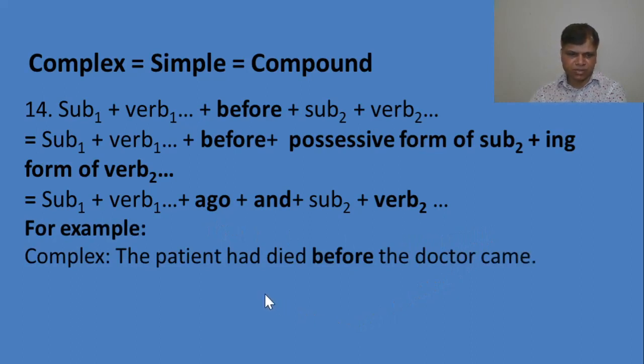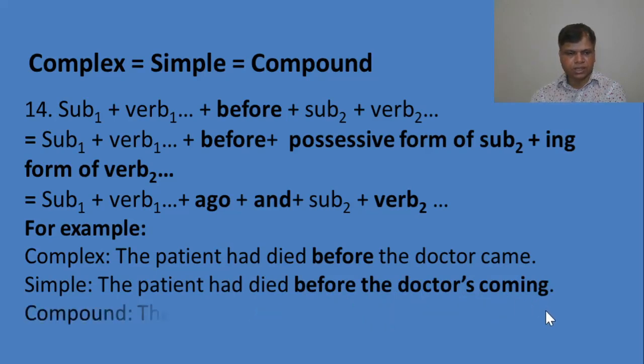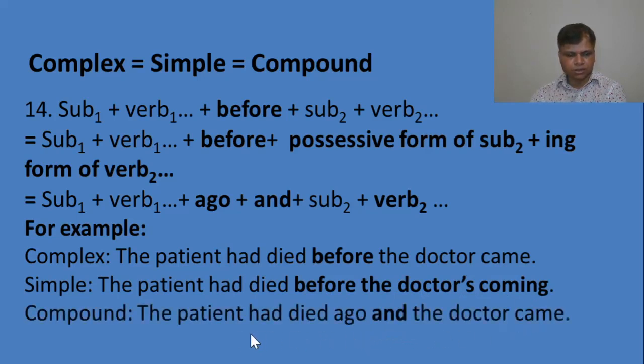Complex sentence: the patient had died before the doctor came. Simple sentence: the patient had died before the doctor's coming. So the compound sentence will be: the patient had died ago and the doctor came. So look at the simple sentence.